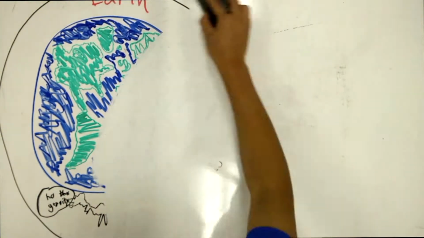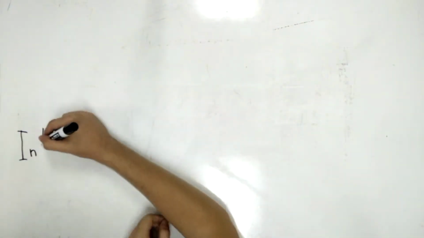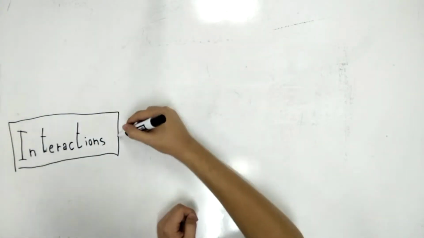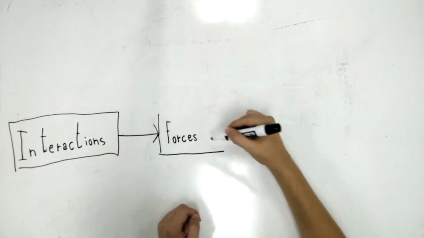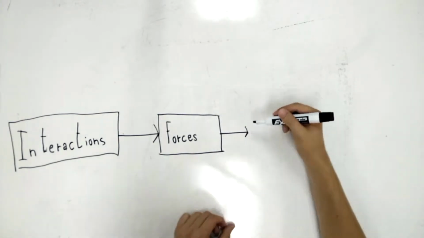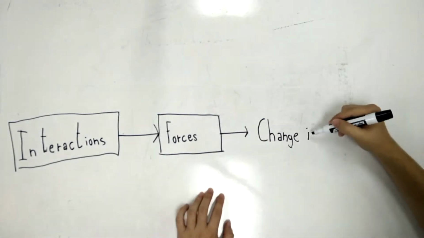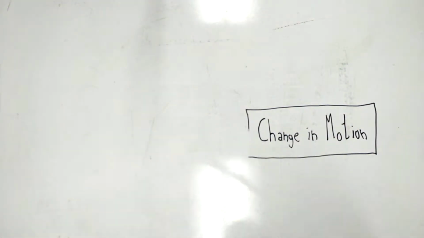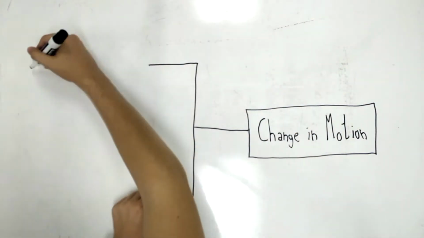Okay, so there are four types of interactions that we covered in Newtonian mechanics. These 4 types of interactions lead to 6 forces, which leads to change in motion. The change in motion depends on the line of action of the net force and the composition of the system.